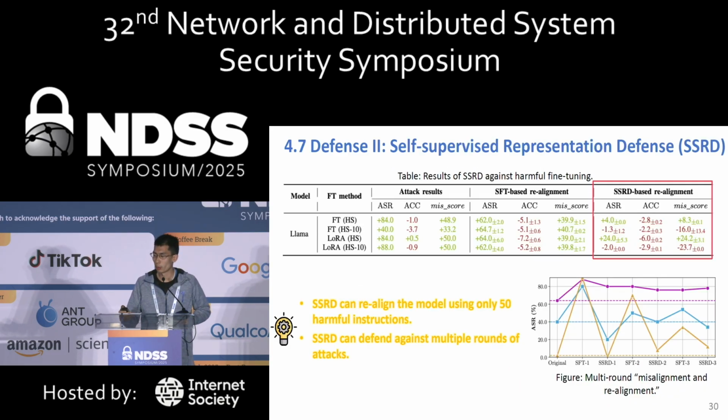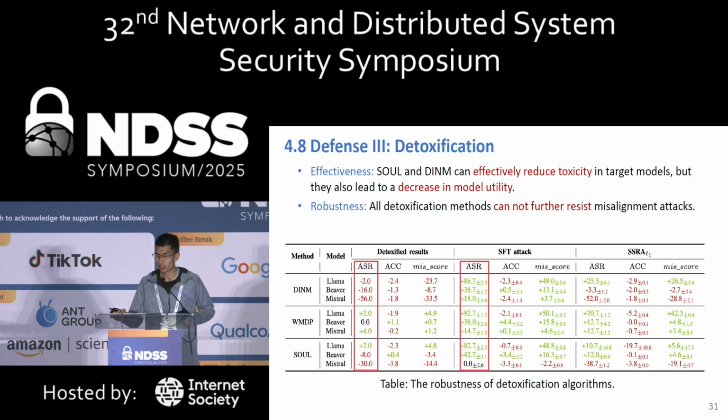As for our novel SSRD method, we can see that it can realign the model using only 50 harmful instructions, and it can also defend against multiple rounds of attacks. As for the detoxification methods, we can see that SOL and DINM can effectively reduce the toxicity. However, they also lead to a decrease in model utility. Also, all these methods cannot further resist these misalignment attacks.